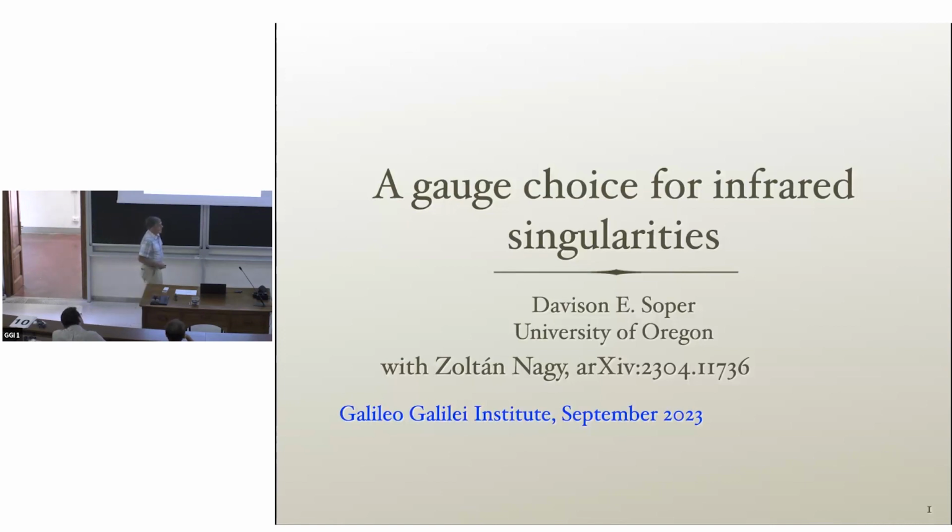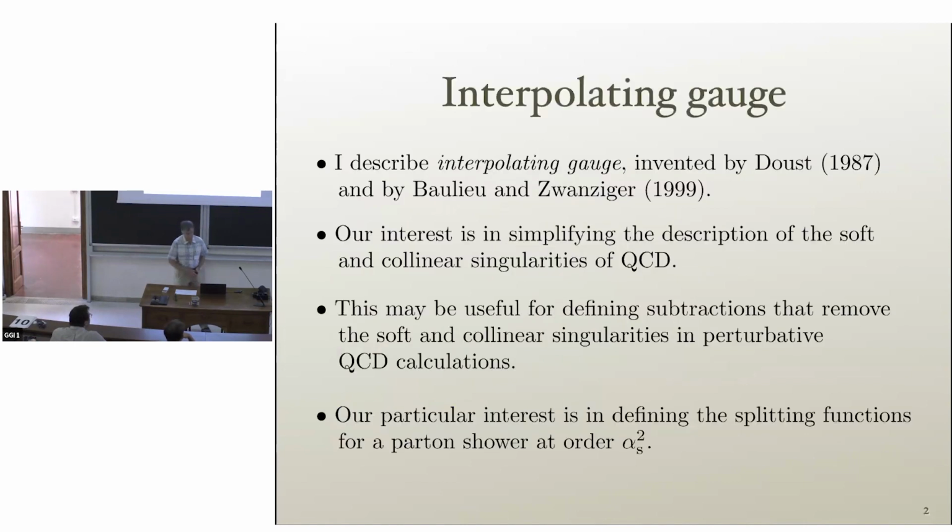So I'd like to tell you about a gauge choice for infrared singularities, and I'm describing work with Zoltan Nagy. It will be published soon. What I'm talking about is interpolating gauge. That was invented by Dust in 1987, and then reinvented by Baulieu and Zwanziger in 1999. Our interest, Zoltan's and mine, is in improving the description of soft and collinear singularities in QCD.